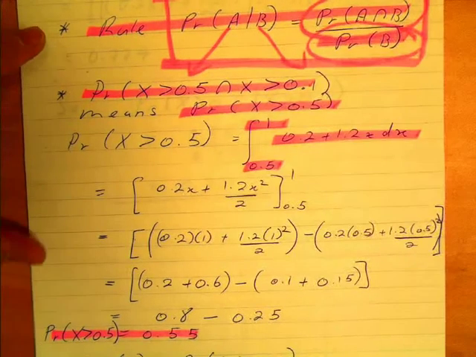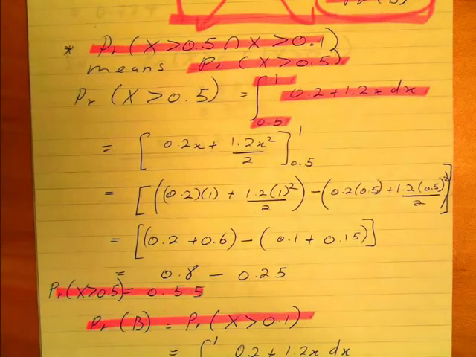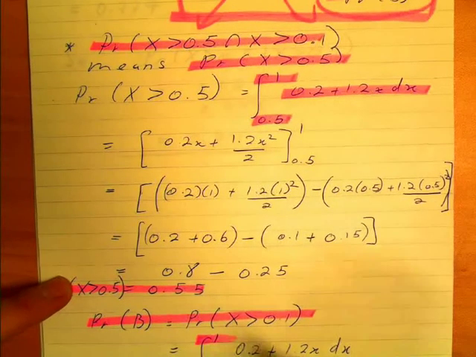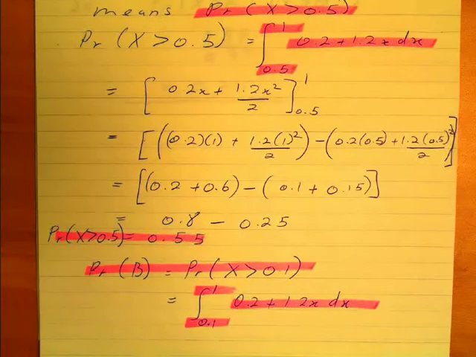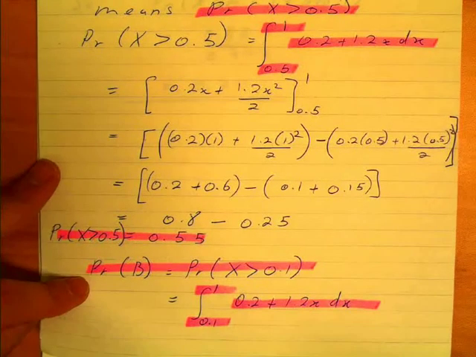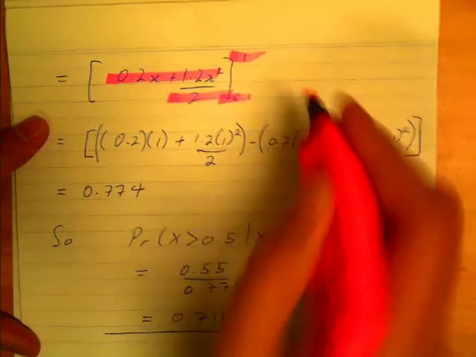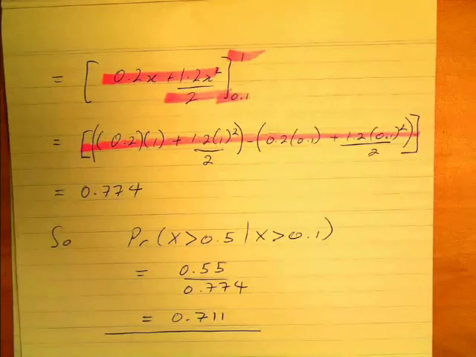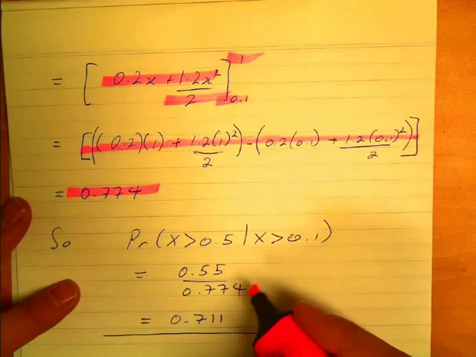Now we need to take care of the bottom bit there, the probability of B. Now the probability of B is given by the probability of x greater than 0.1, which is another integral, this one from 0.1 to 1. And again, the function that's defined over that interval is that one. So let's go and carry out that integration. And what we find is we have to simplify that, which is the same as that. We find out that that's equal to 0.774.